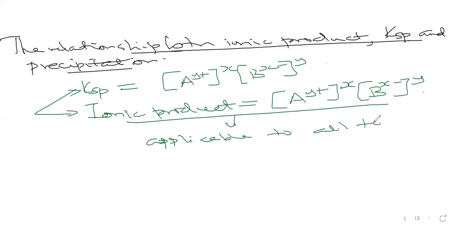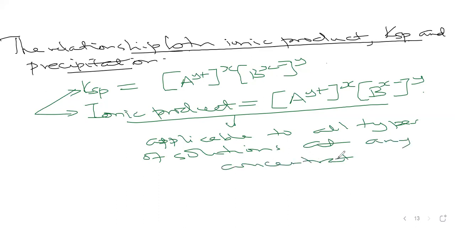Applicable to all types of solutions, at any concentration. So there we don't limit the concentration. It can be applicable to solutions of soluble compounds, solutions of sparingly soluble compounds, to any solution. Actually, there you just multiply the product of the concentrations of the ions in those solutions, and you raise them to the power of their stoichiometric coefficients in the equation. And it increases with the increase in the concentration of the ions.